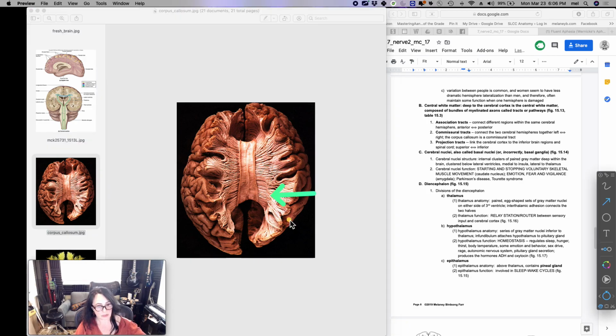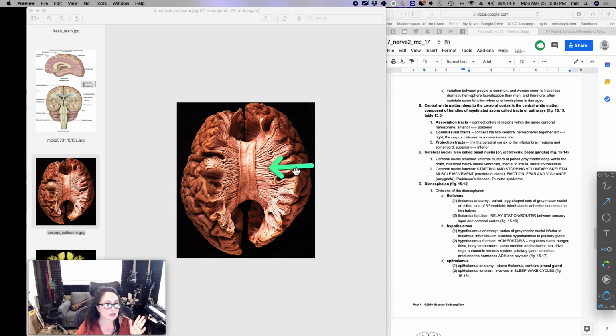The corpus callosum that you're seeing right here, I think that's anterior and posterior. This is the left half of the cerebral cortex. This is the right half. And these are the commissural tracts that are running through the corpus callosum, right? This is all the white matter wiring that is connecting the left and the right halves of the cerebral cortex. So a fantastic example of a commissural tract is the corpus callosum.